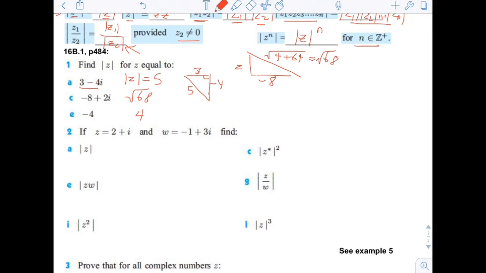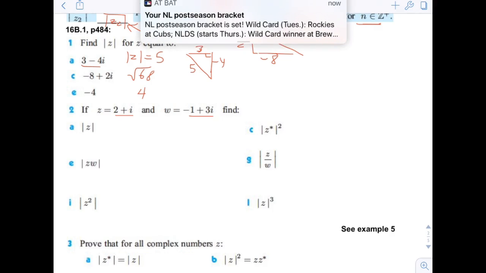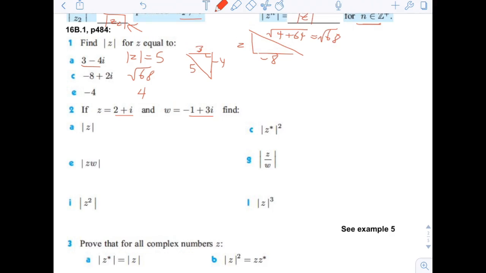Okay. Number 2. If z is 2 plus i and w is negative 1 plus 3i, find the following. So the modulus of z would just be the modulus of 2 plus i, which would be the square root of 2 squared plus 1 squared, which is the square root of 4 plus 1. So that would be the square root of 5, right?